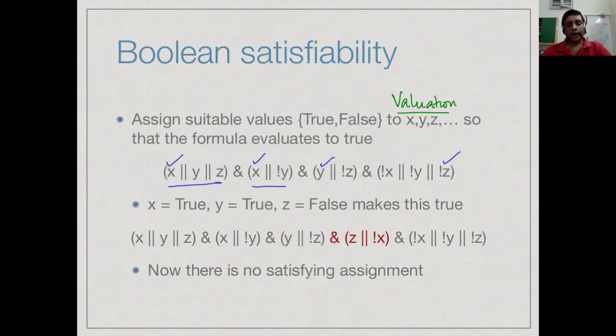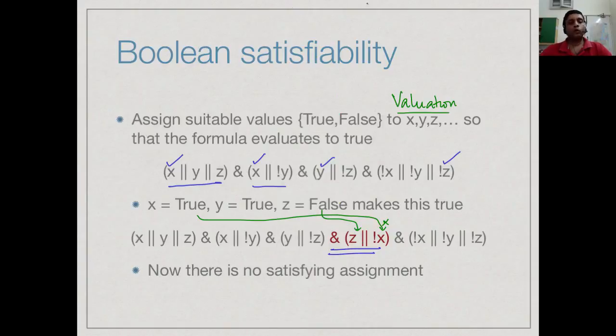Now, if I add this extra clause to the same formula, it turns out there is no way to find any way of assigning true, false to x, y, z to make it true. You can check that this particular valuation doesn't work because it says that x is true, so this doesn't work. And it says that z is false, so this doesn't work. So z is not true. Not x is true, so not x is false. So this is false or false. So this clause actually evaluates to false. So this particular valuation which made the first formula true doesn't make the second formula true.